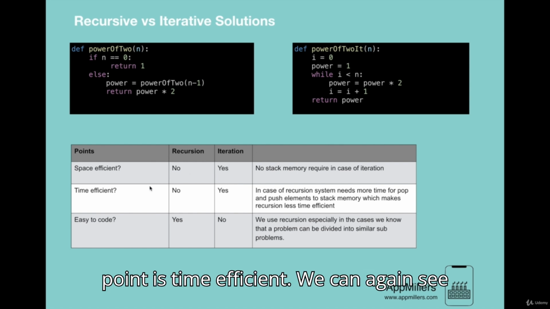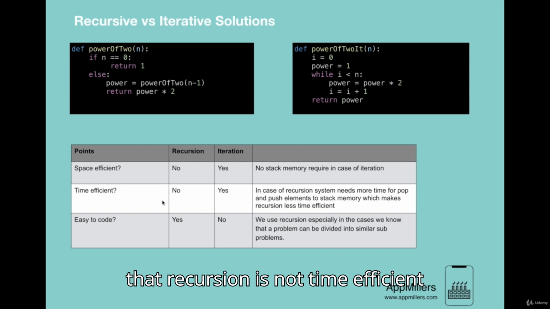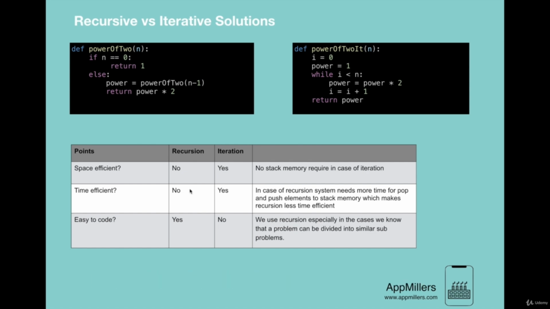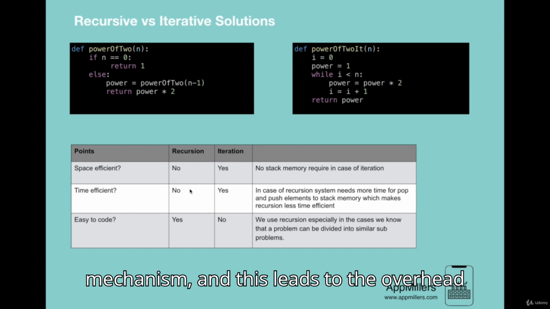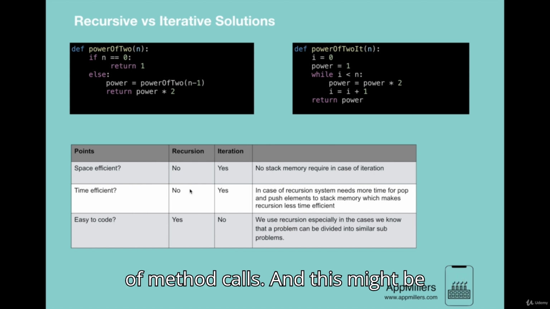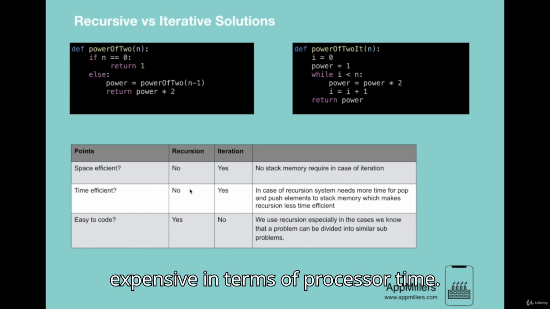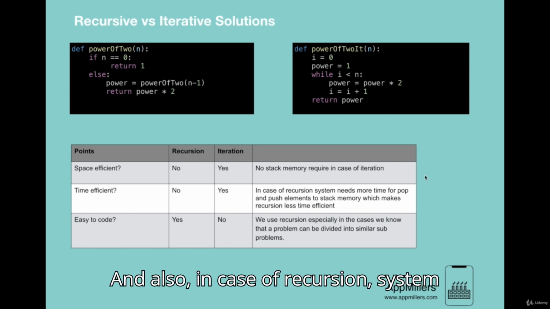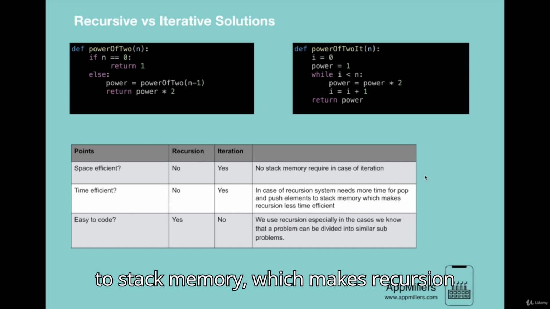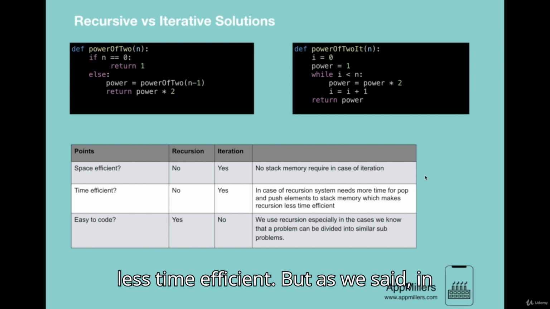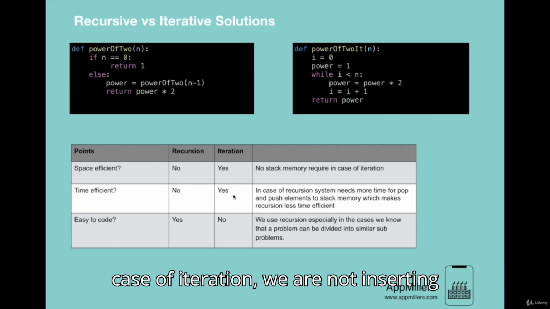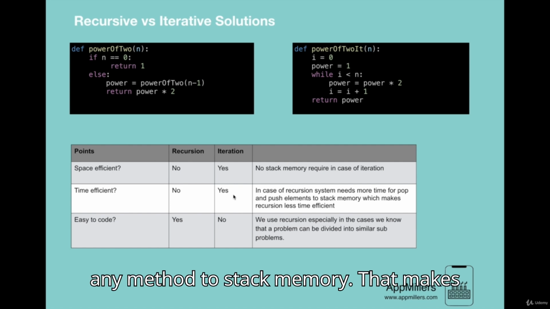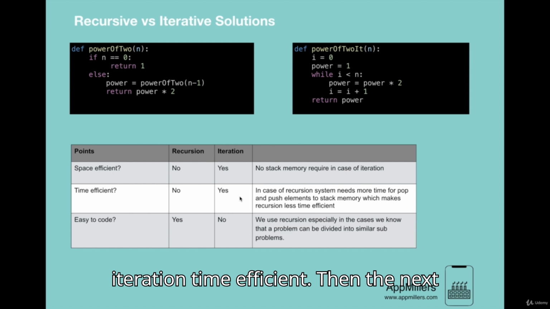The next point is time efficiency. We can again see that recursion is not time efficient because recursion repeatedly invokes the mechanism, and this leads to the overhead of method calls. And this might be expensive in terms of processor time. Also, in case of recursion, the system needs more time to pop and push elements to stack memory, which makes recursion less time efficient. But as we said, in case of iteration, we are not inserting any method to stack memory. That makes iteration time efficient.